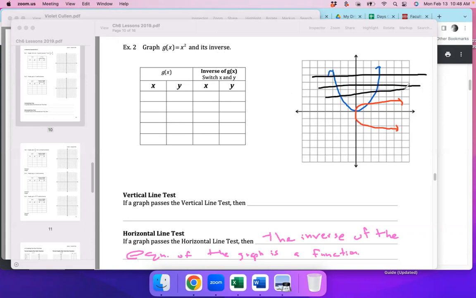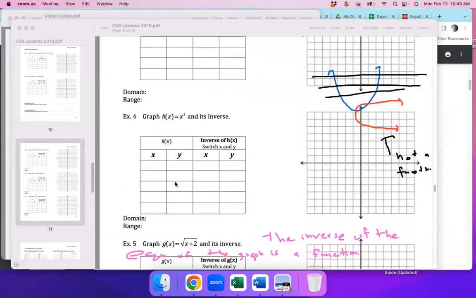Oh, it's just not. Okay. So that means that the inverse is not a function. Because look at the red curve. Does the red curve pass the vertical line test? No. So in lieu of doing the vertical line test for the inverse, you do the horizontal line test for the original to see if the inverse is a function. That's all it's telling me.